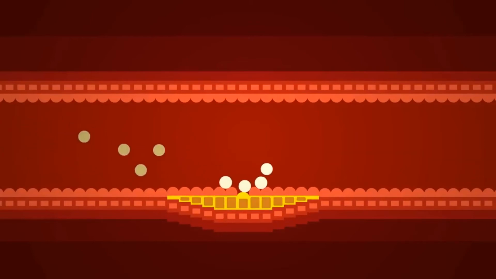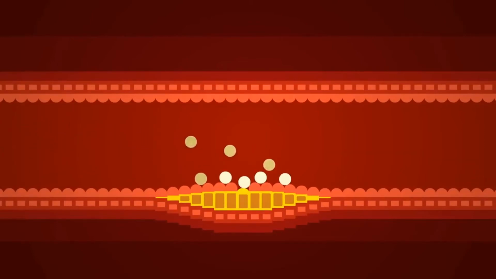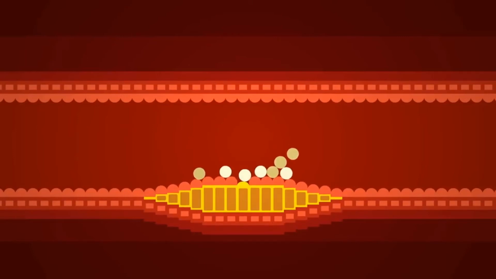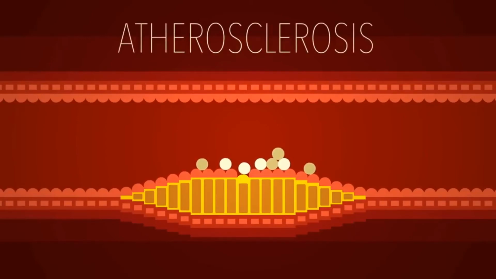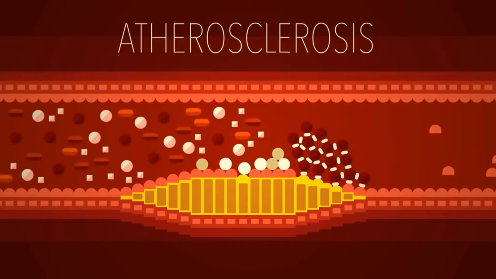Fat and cholesterol floating in the blood latch on too, eventually building up to form a plaque that stiffens and thickens the inner arterial wall. This condition is called atherosclerosis, and it can have dangerous consequences. If the plaque ruptures, a blood clot forms on top of the tear, clogging the already narrowed pipe.